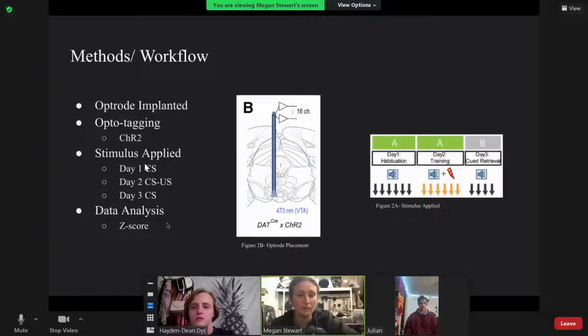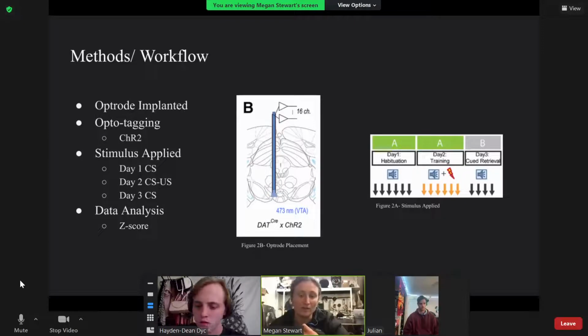So in order to create these figures that we're about to go over, first they performed surgery on the mice in order to plant an optrode recording into the VTA in their brains. This records the extracellular spikes due to the ChR2 protein that gets excited when it's exposed to light. And then they would apply the stimulus, which you can see in Figure 2A.